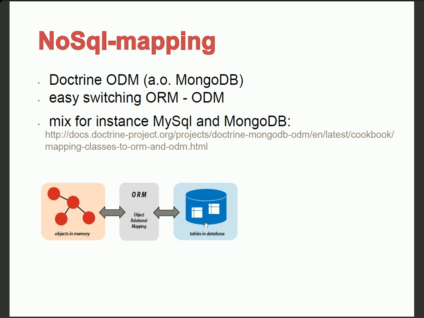Then you can map those objects to a NoSQL database. You say, oh, well, why would you need a mapping layer for that? Well, that's for the transparent persistence. Those objects don't know anything about persistence. That's the responsibility of the mapping layer. You could even mix; there's an example in the cookbook of the Doctrine project that gives an example of mixing MySQL and MongoDB.